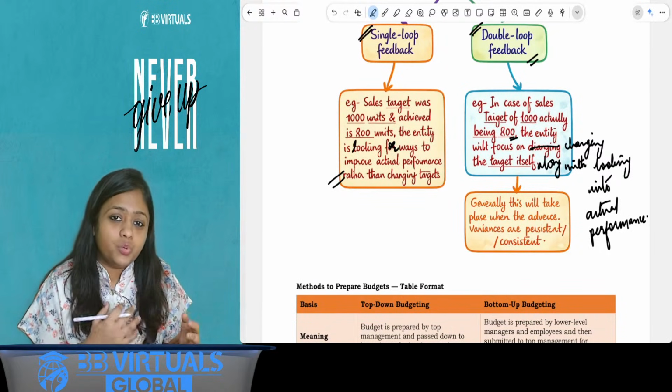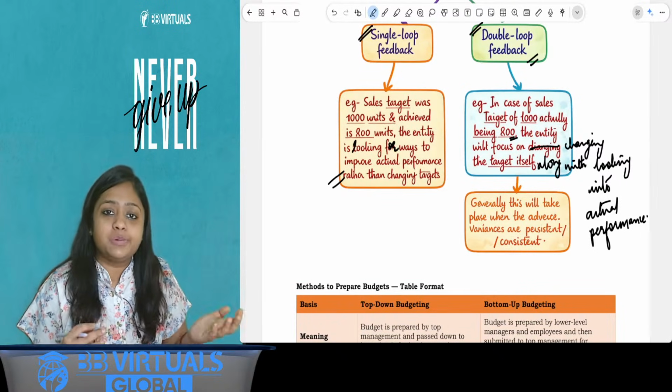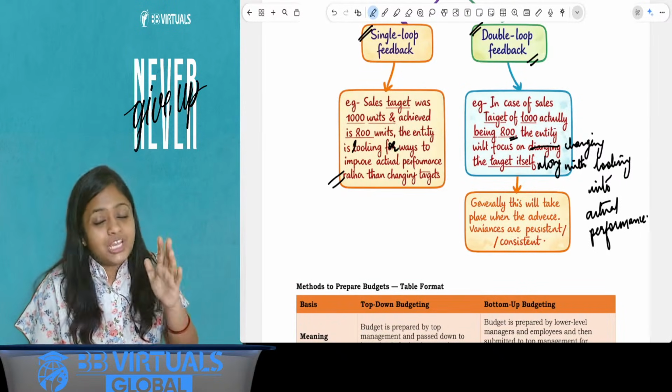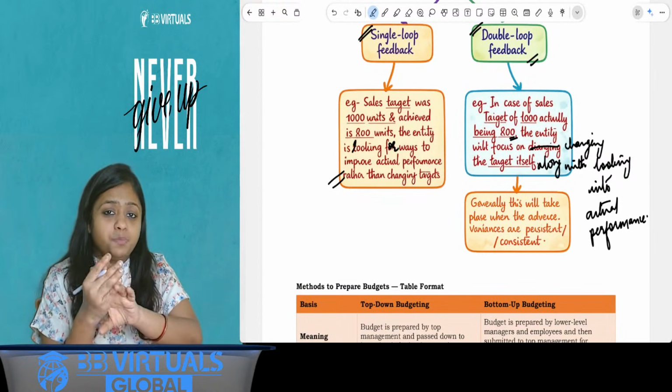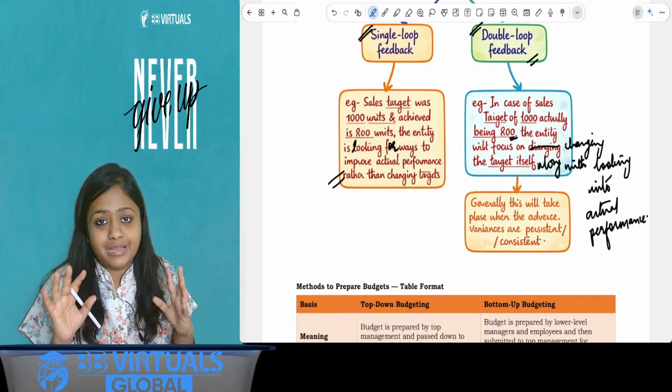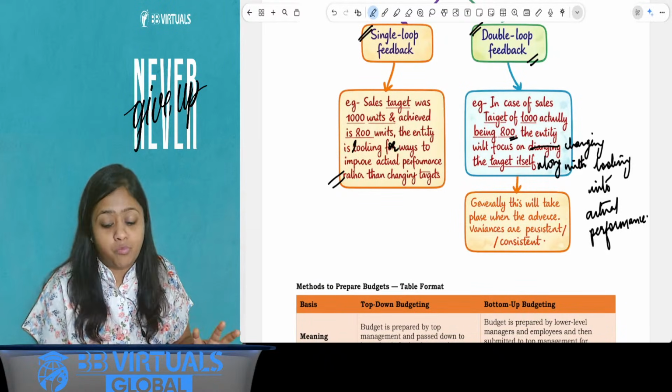So the management may look into it and decide that okay, the targets were set really high, so they may just change the targets only. This is double loop feedback, double side. Targets and actual performance both are edited. You can say that. Okay, both are controlled, both are monitored.